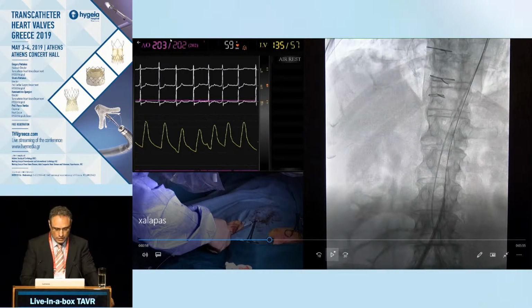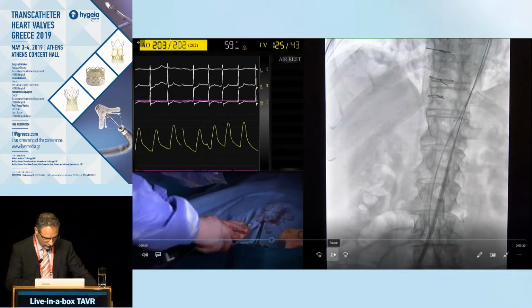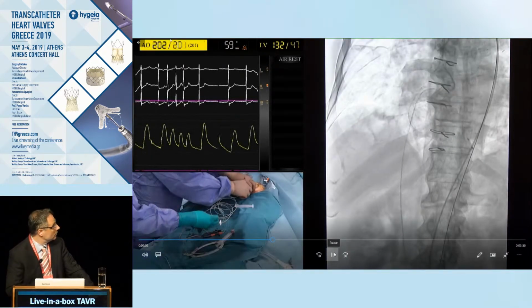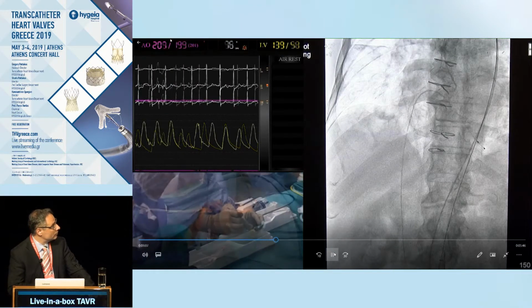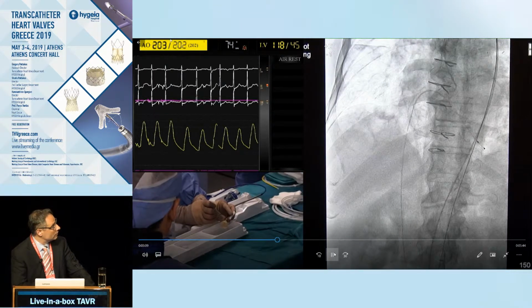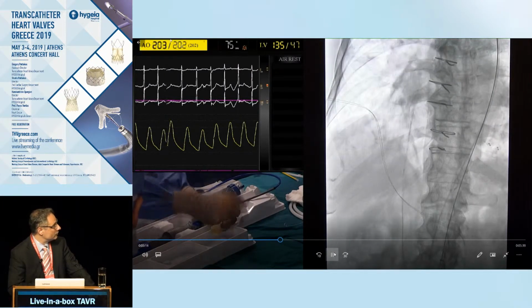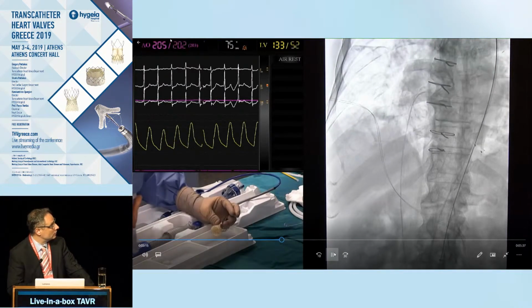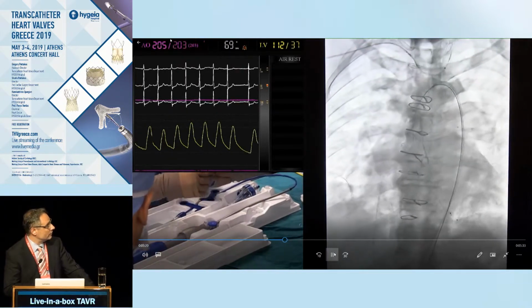Okay. Then we introduce the 6 French hydrophilic sheath at the right common femoral artery, and then we advance through the sheath from the femoral vein a 5 French temporary pacemaker into the apex of the right ventricle, and we stabilize it. We already start the preparation of the device.